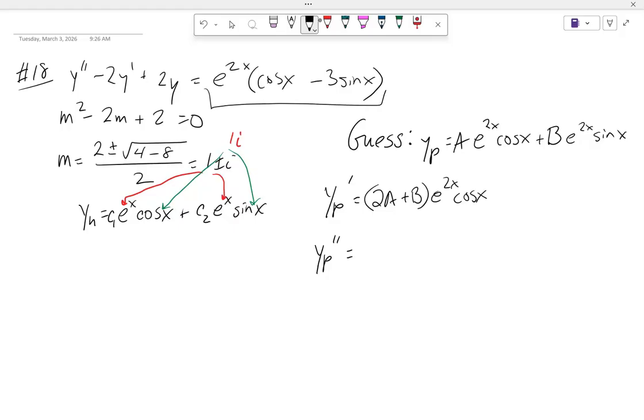If I differentiate e to the 2x, that leaves me with e to the 2x cosine 2x. The 2 pops out. That's where the 2a comes from. If I differentiate this piece, I need to differentiate the sine to get a cosine to pop out. I get a positive b e to the 2x cosine. Now let's do the other part.